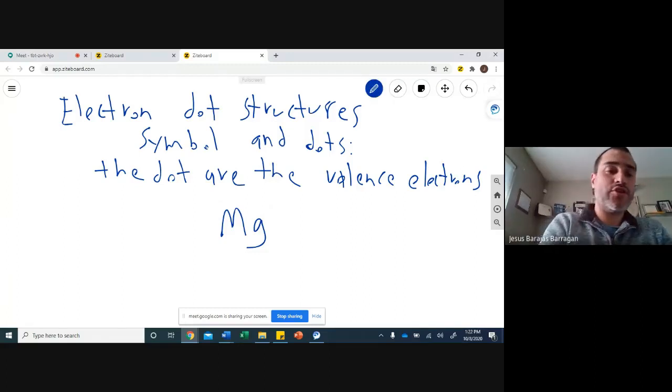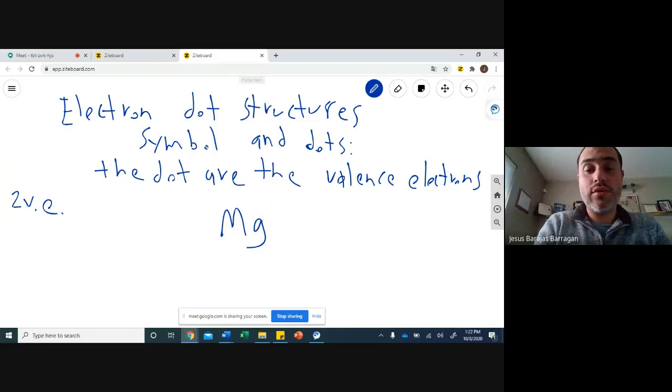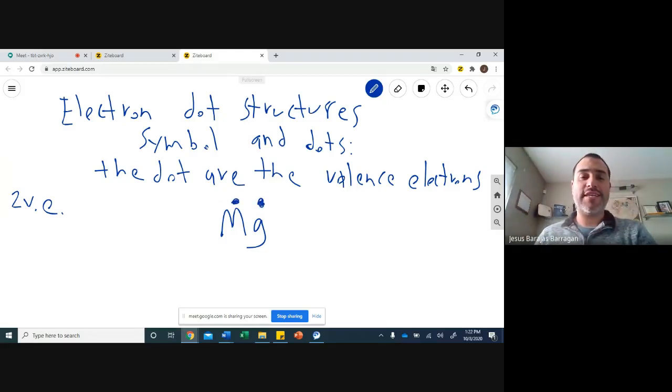Let's write it down real quick. There's 2 valence electrons, VE for valence electrons, for an atom of magnesium. And according to our definition, it is just a symbol, the chemical symbol, and the number of dots, which there's 2. There's 1 dot and there's 2 dots. There. That's the electron dot structure for the atom of magnesium.